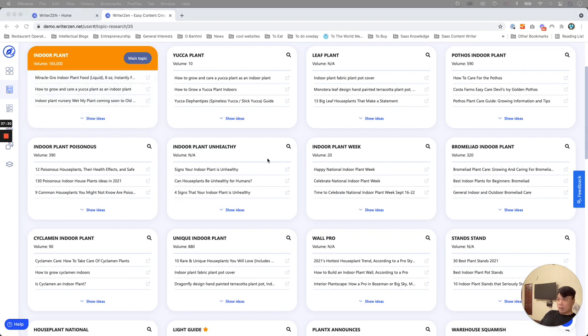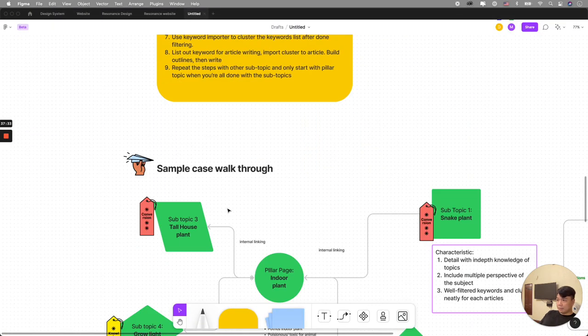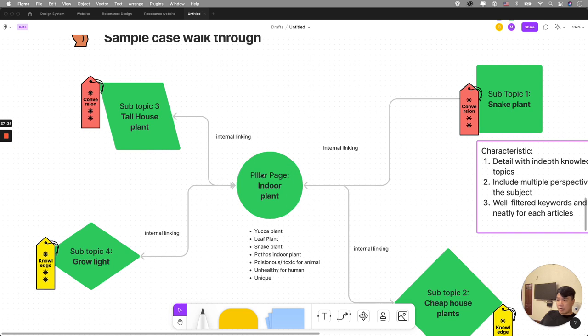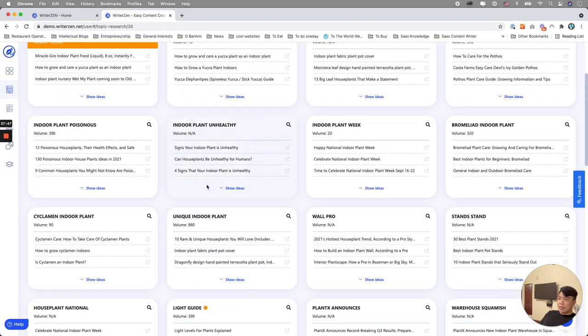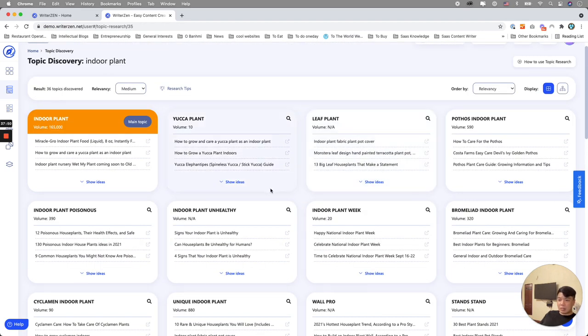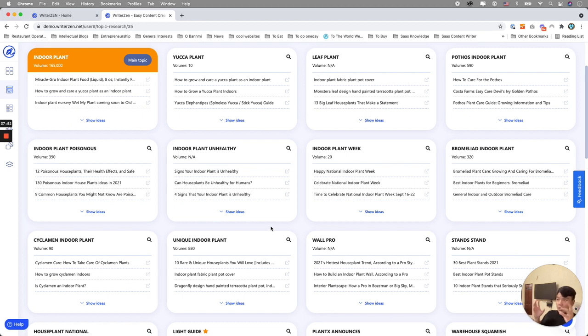So it kind of looks like this, right? Pillar page here, and I will list out here: pothos, indoor plant, poison, toxic, unhealthy for human, uniqueness. These are some of the topics that you could see here, and they're relevant, but they don't have too much search volume. So then you can pull them in and put that into the pillar page, right? You have yucca plants here, leaf plants, something. There's more. You can pick and choose. That's up to you, and that's the beauty of topic discovery, because it gives you so many ideas that you can play around with.